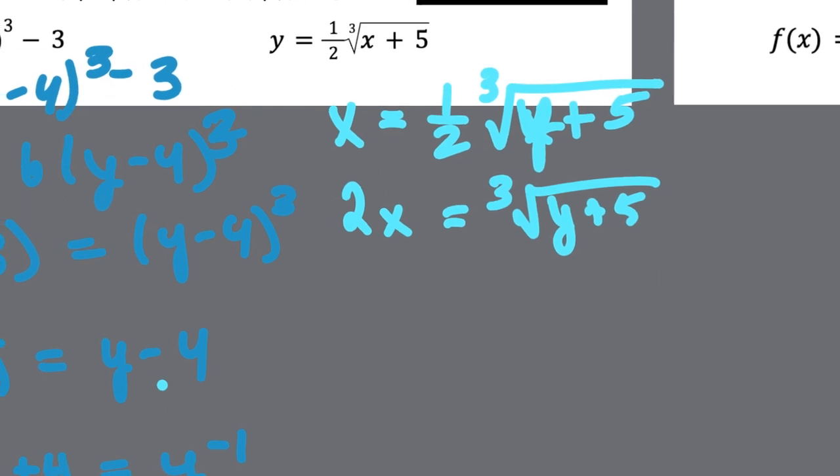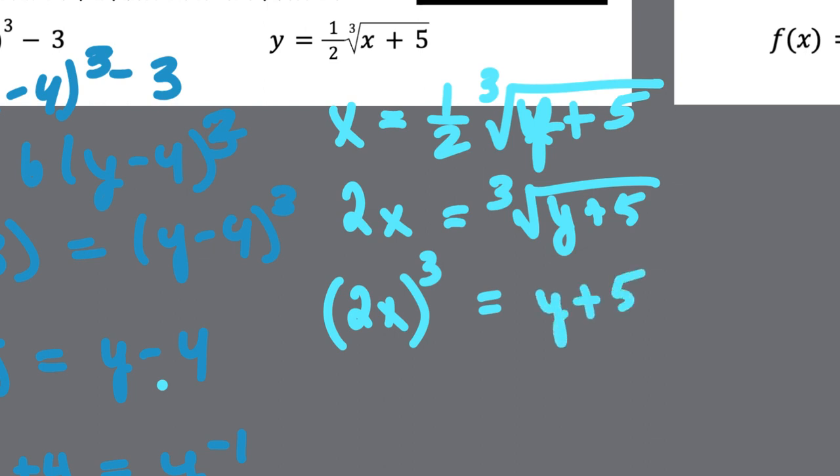Cube it. So that means I'm going to cube 2x, and then this will just come outside of the cube. And then we can subtract the 5. What's 2 cubed? Don't forget your -1. We okay with that? Okay, so why don't you graph both of those and let's see if we did it right.